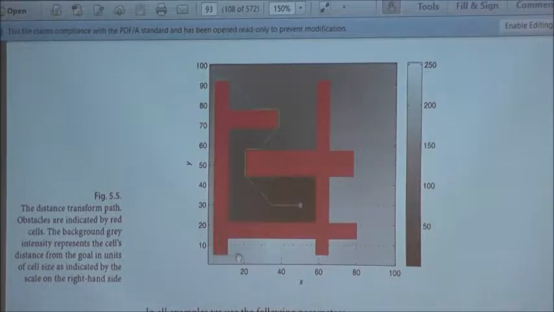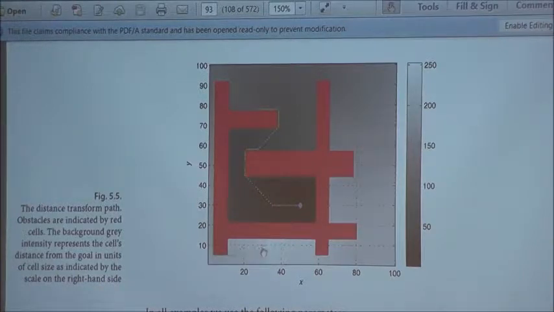So this now is the distance transform path. Obstacles are indicated by red cells. The background gray intensity represents the cell distance from the goal in units of cell size, as indicated by the scale on the right-hand side. So what this tells you is that if you are in the white area right here, you have the longest distance from the goal. The goal is here. The goal is in pitch black, which is right there.